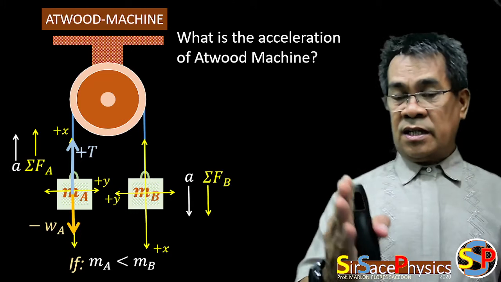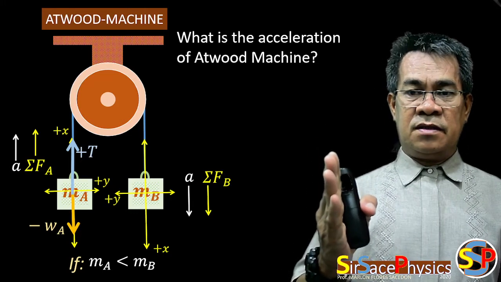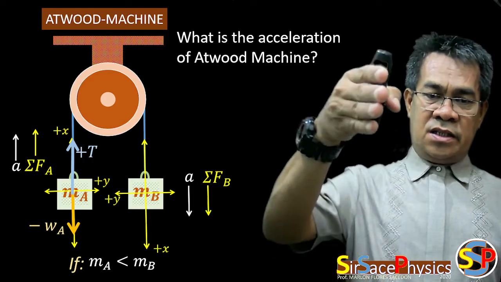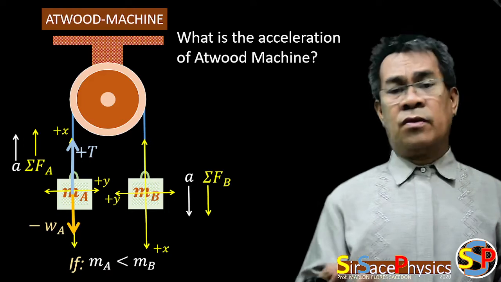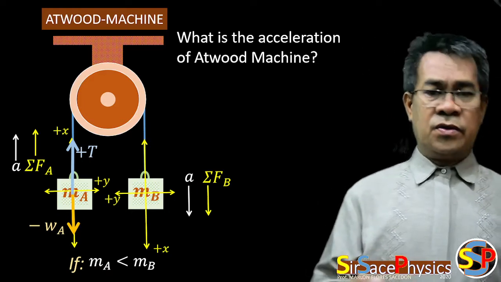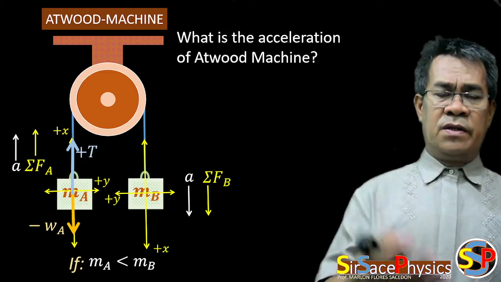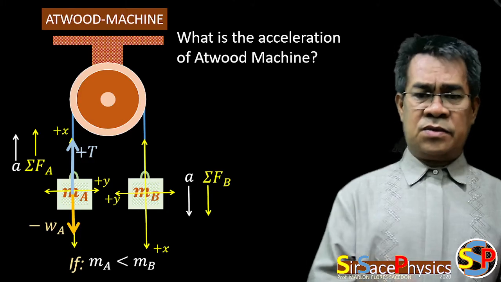This is reverse to the mass A free body diagram. X is upward, but this one, X, I assign it to downward. Other books, other authors solving this problem, there are different ways. For me, I use this one.